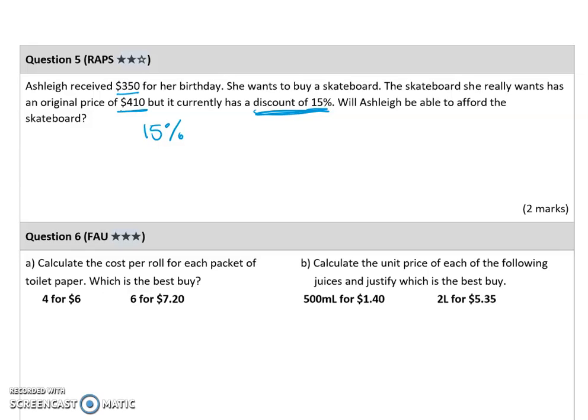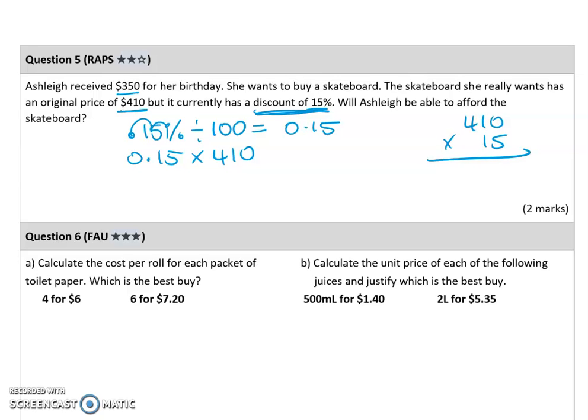15%, I'm going to use the decimal method to find what 15% of 410 is. Let's turn 15% into a decimal, divide it by 100, that's 0.15, and multiply it by the amount, 0.15 times 410. Do it off to the side, pretending that there are no decimals, and we can add them back in later.